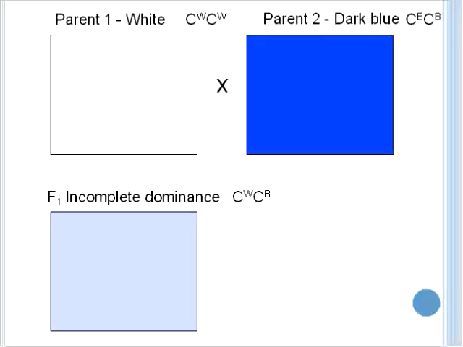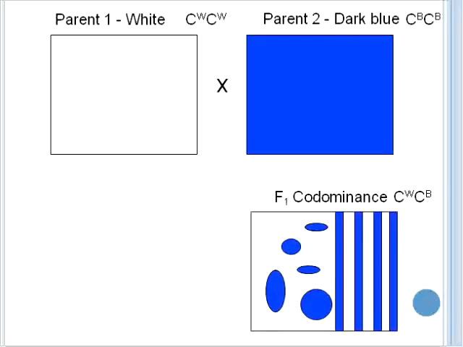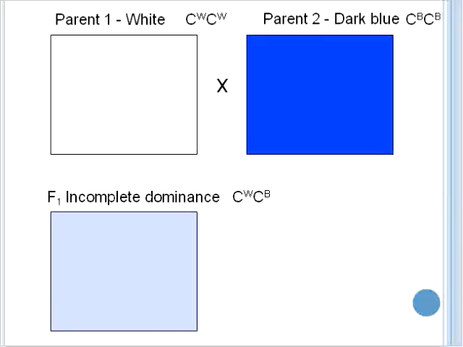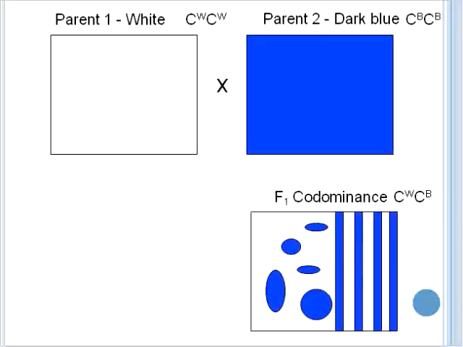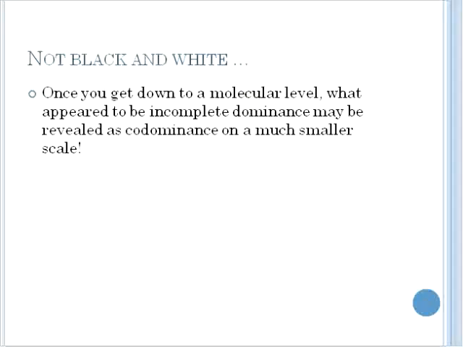Again, parent 1, white, parent 2, dark blue. Incomplete dominance gives you a third phenotype, light blue. Codominance, both are being expressed at the same time with blue and white sections. Incomplete dominance, codominance. But the reality is that once you get down to the molecular level, even with incomplete dominance, what we see is actually codominance on a much smaller scale.